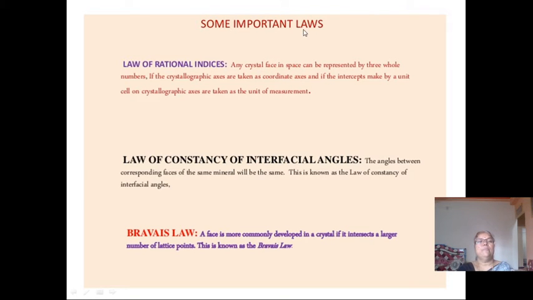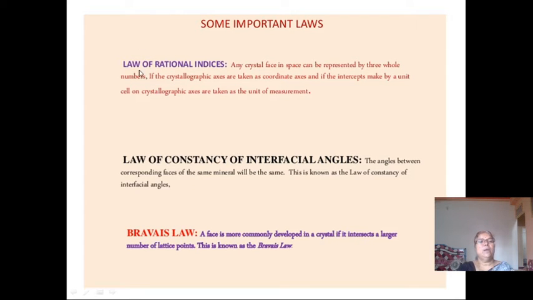Here are some important laws. The first law is the law of constancy of interfacial angle. Then the law of rational indices, the law of symmetry, and the Bravais law. So we see them one by one. At first, the law of constancy of interfacial angle: the angles between corresponding faces of the same mineral or the same crystal will be the same. This is known as the law of constancy of interfacial angle.